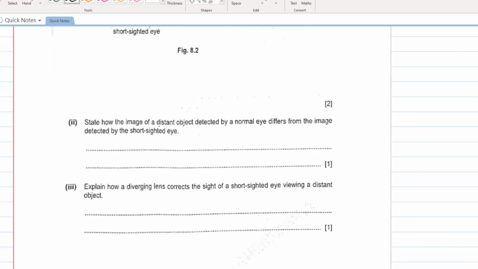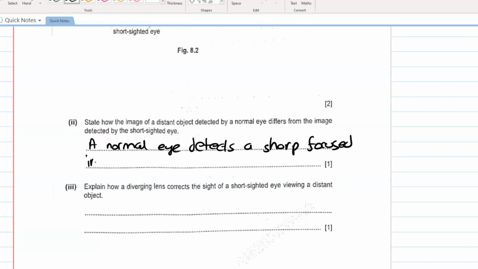State how the image of a distant object detected by a normal eye differs from the image detected by a short sighted eye. A normal eye detects a sharp focused image. Simple. Let's move on to part 3.